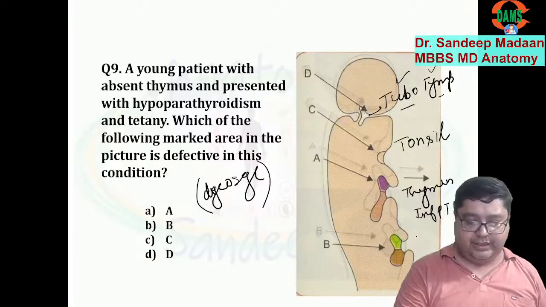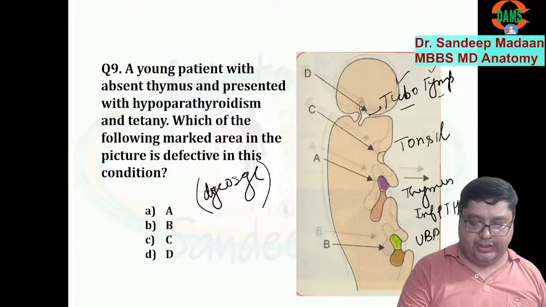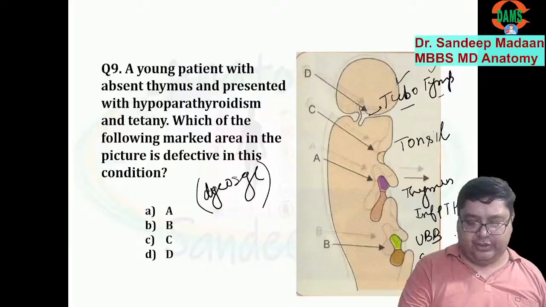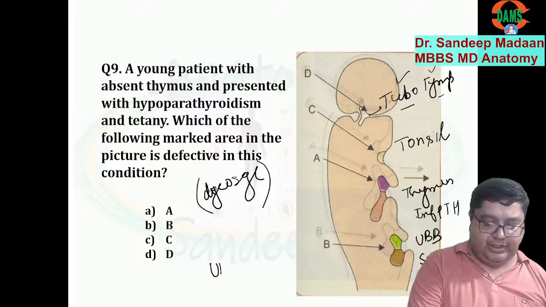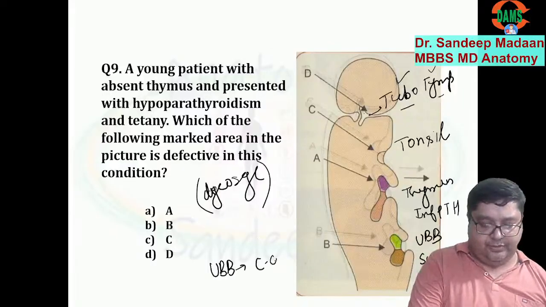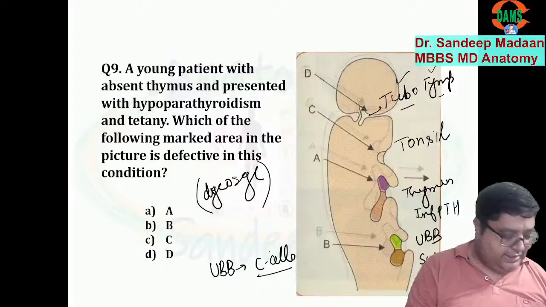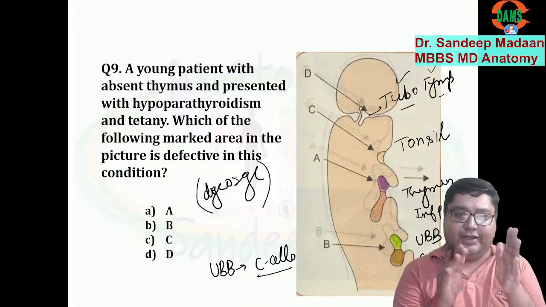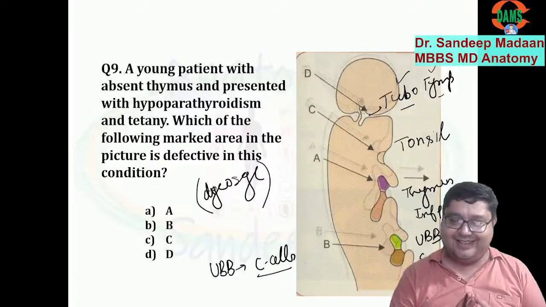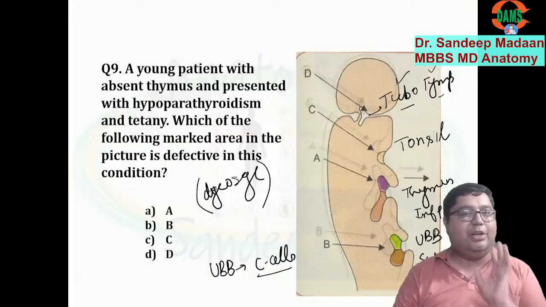Fourth pouch will make the ultimobranchial body and the superior parathyroid. What is the fate of ultimobranchial body? Ultimobranchial body is the one which makes the C cells. Now there should be one confusion, because when you study the neural crest, you will read that neural crest cells are making the C cells. Here I am writing ultimobranchial body is making the C cells.